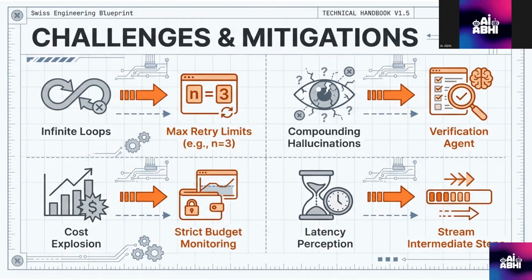Moving on to the next challenge, that is latency. Real users don't wait 15 seconds for an answer. So we need to stream the intermediate results, like showing the user what the agent is doing while it works: searching financial report, finding Q3 data, checking budget database. This turns waiting time into engagement.